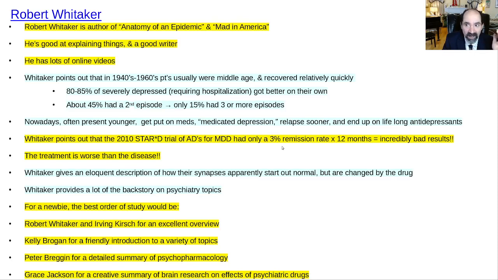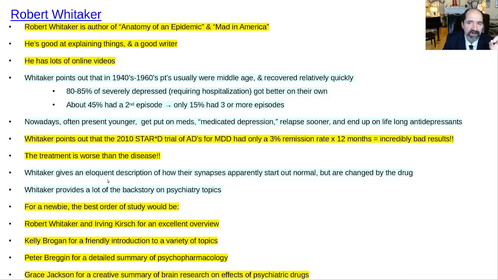That's incredibly bad. So it really doesn't even matter what the latest psychiatric theory is for these drugs. Their outcomes are terrible. Not even bad, terrible, okay? And here's the joke: the treatment's worse than the disease. Whitaker gives very nice, elegant descriptions of what's happening and what they believe with the synapses, how the synapse keeps modifying, and eventually that'll potentially become irreversible, and it'll be harder for that patient ever to come off the drug.